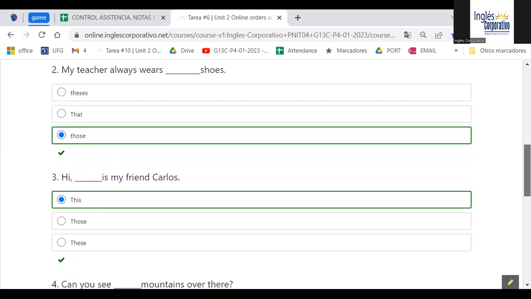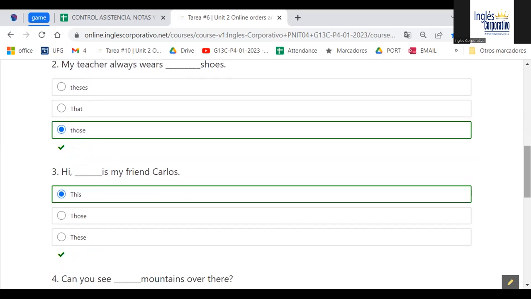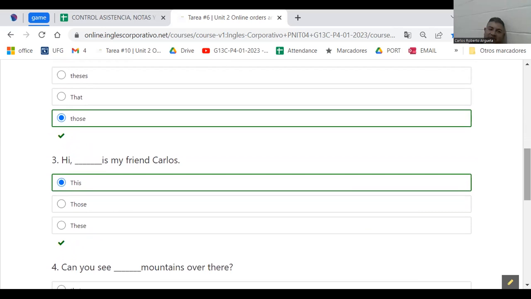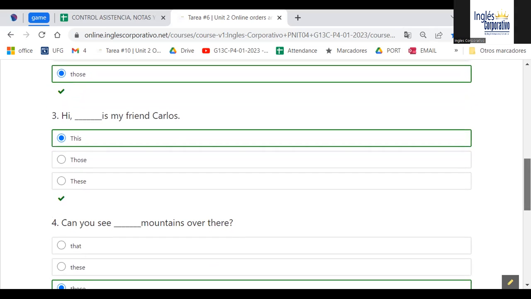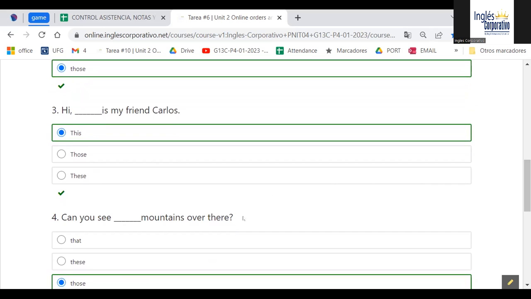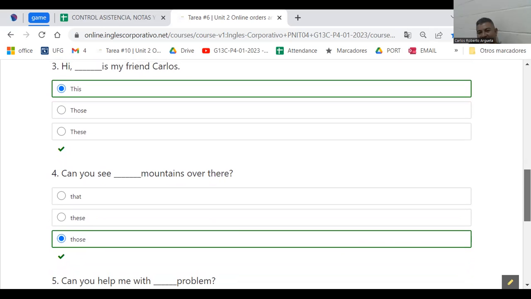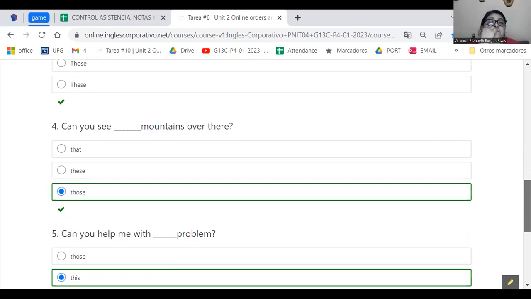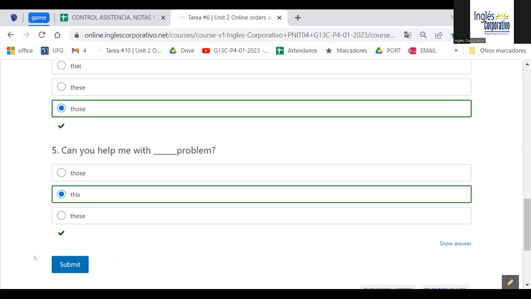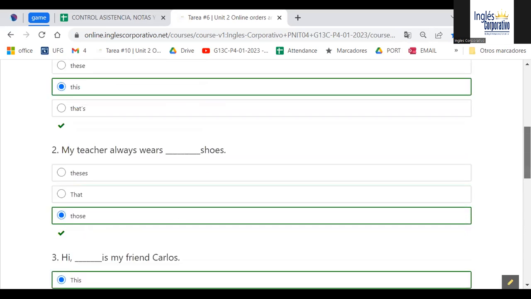Number four, can you see? Esas ustedes las tienen ahí, las pueden ir viendo ahí también. Can you see those, that? Those is plural, right? Can you see those mountains over there? Allá, okay? Over there, por allá. Okay. Number five, can you help me with this problem? And submit, okay? So you got a 10.